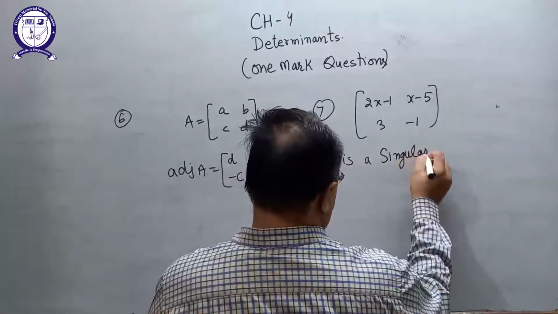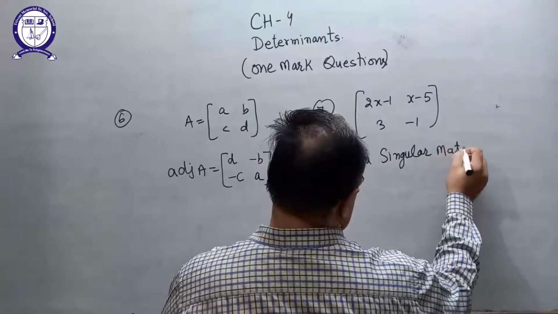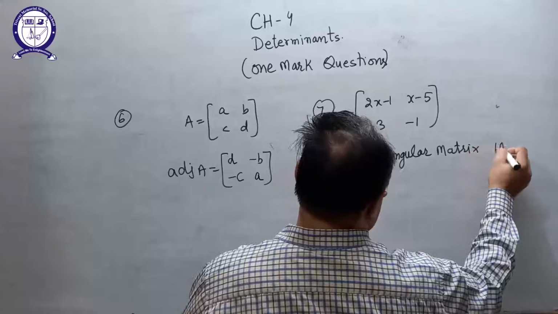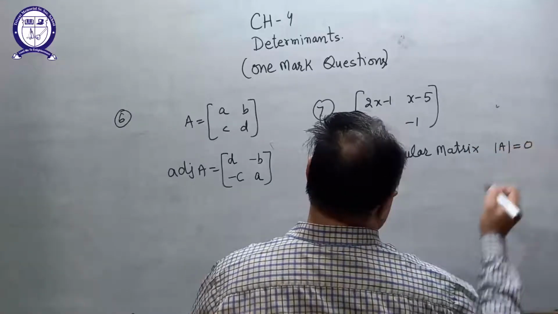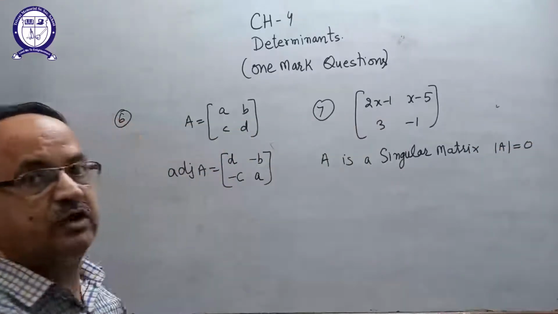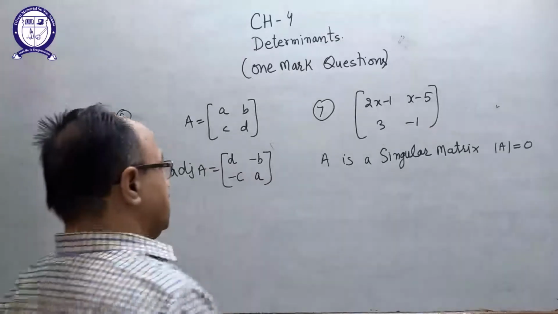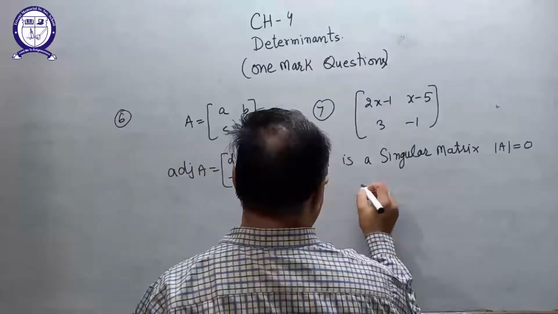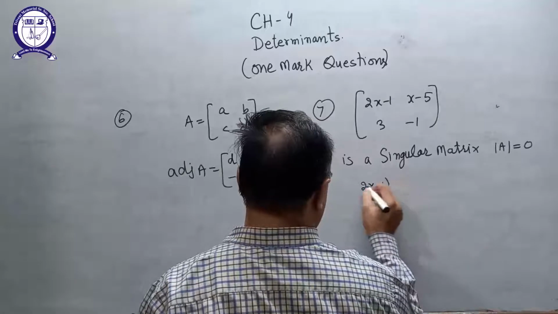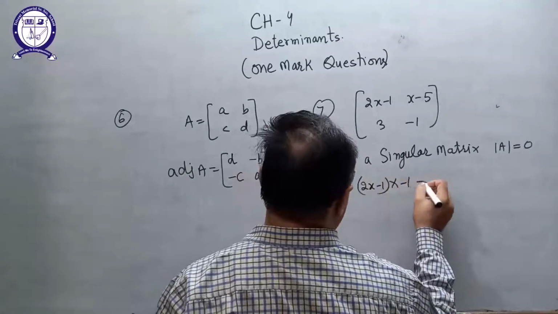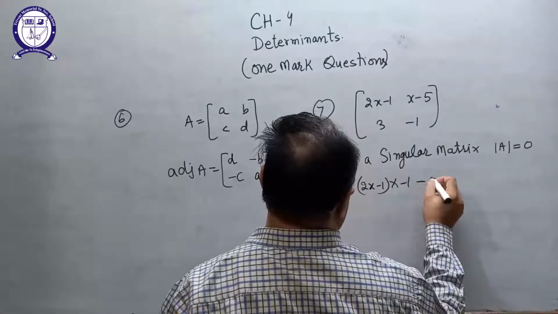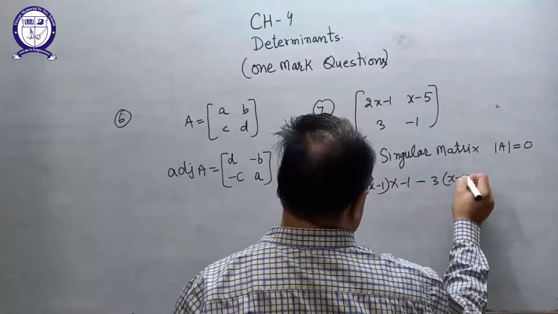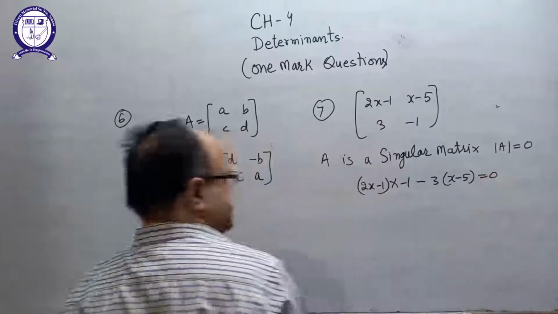A is a singular matrix, therefore determinant of A is equal to 0. A is a singular matrix. Then find the determinant of this. 2x minus 1 into -1 minus 3 into x minus 5 is equal to 0.